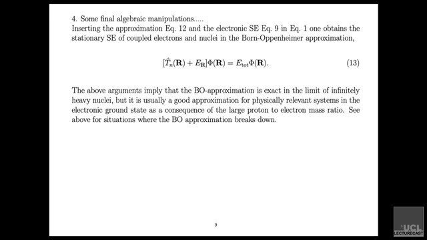This is very easy to show, and the above arguments imply, of course, that the Born-Oppenheimer approximation is exact in the limit of infinitely heavy nuclei. It's usually a very good approximation for systems in the electronic ground state because of the large proton mass compared to the electron mass. So that's all with regard to the Born-Oppenheimer approximation. In the next slide, I will introduce the classical description of nuclear motion. Thank you very much.